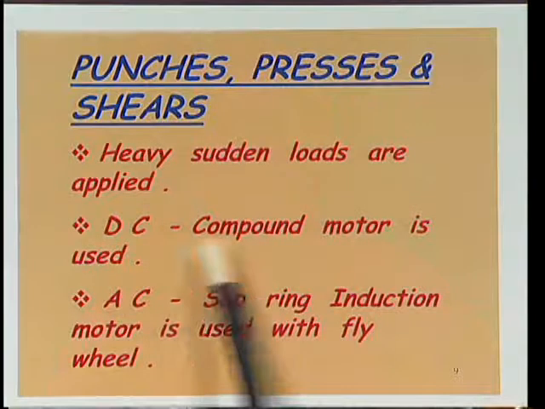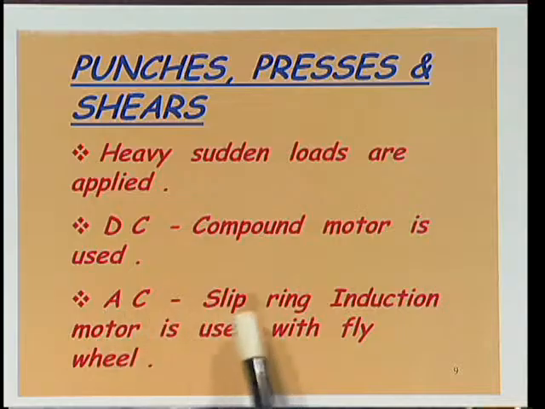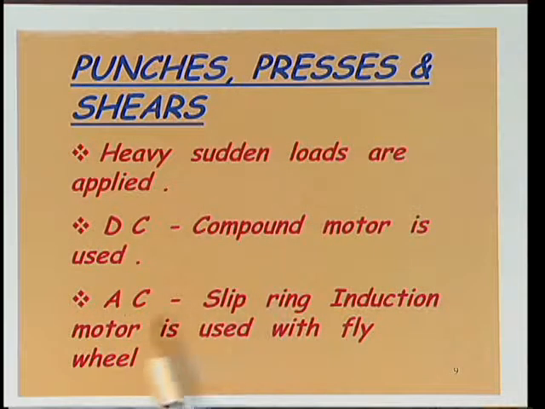So DC compound motor is used, and AC slip ring induction motor is used with flywheel. For punching, pressing and shears, DC compound motor is most widely used because it contains series winding and shunt winding. That is the most advantage. Because of series winding, the starting torque is good and almost high, and due to the presence of shunt winding we can maintain approximately constant speed.